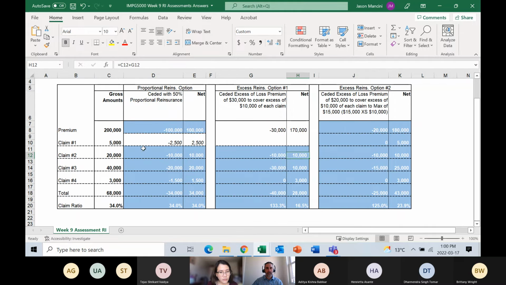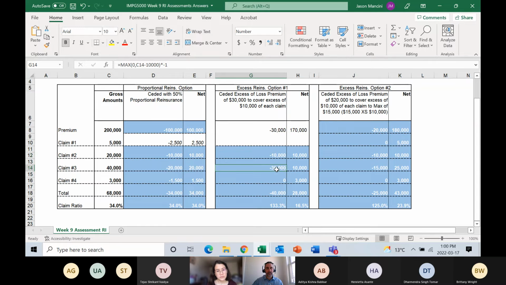So the net is our gross less the ceded is our net. Now it's just by coincidence that it happens to be the same as the 50%, but that's very different math because we're looking at how much of this gross claim is over the 10,000 excess. Maybe I should use claim number 3 as the example where we're actually getting different results.